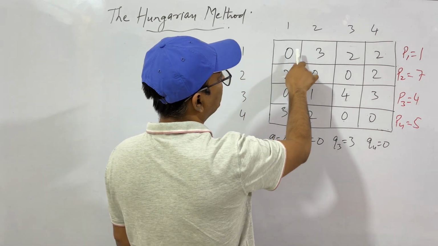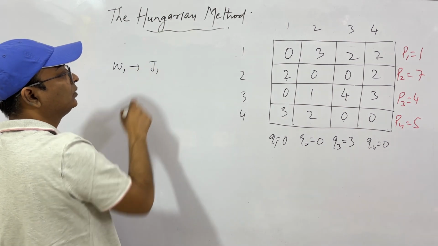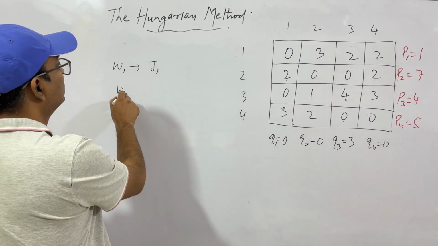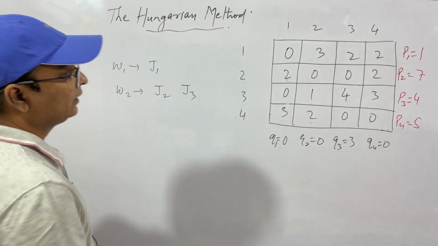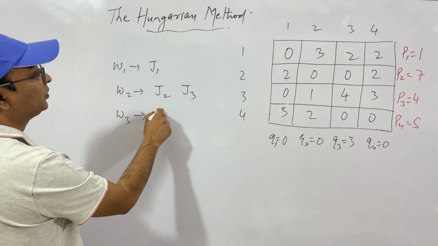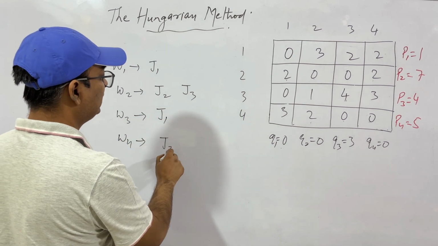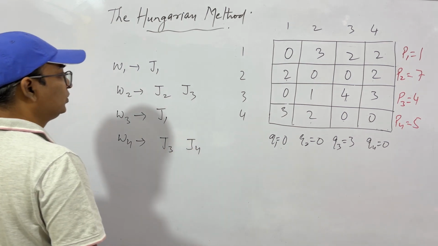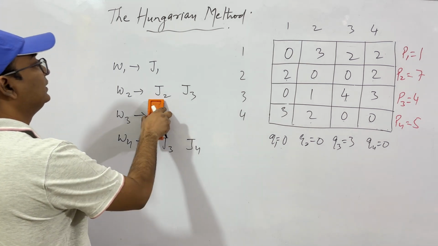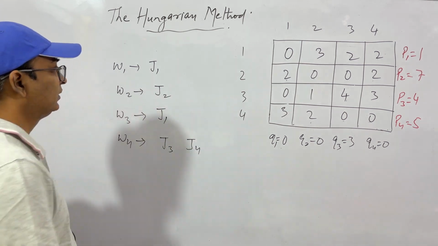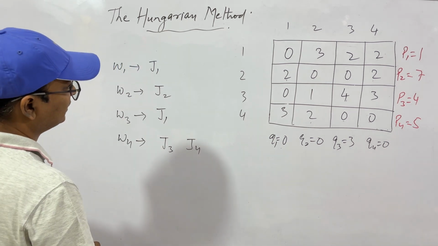Now let's see if this solution is optimum. See, first worker 0. So we can assign first worker to first. That is worker 1 we can assign to job 1. Then worker 2. See, worker 2 has 2 possibilities, job 2 and job 3. Again, worker 3, he can only opt for job 1. And worker 4, he can opt for J3 and J4, third and fourth. So we can say that if J2 and J3 is there, we can leave this with W2, that is second worker, and then we can put J3 with this worker.